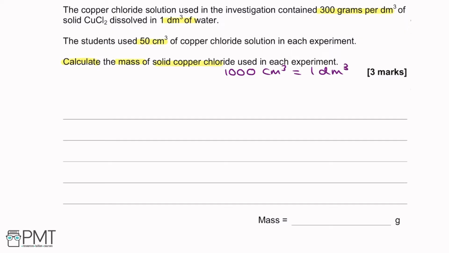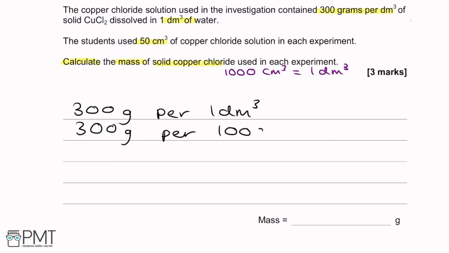So let's think about the information we've been given. We've been told that there are 300 grams per 1 decimeter cubed. Okay? So let's rewrite that differently, this time using centimeters cubed. So we can say 300 grams per 1000 centimeters cubed. Now the students are using 50 centimeters cubed. And we want to know how many grams that is.